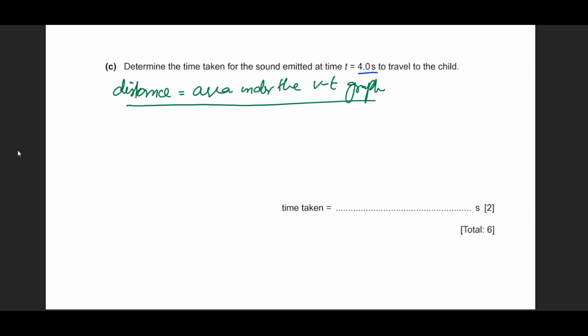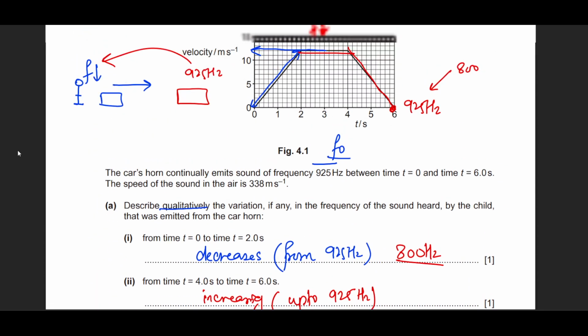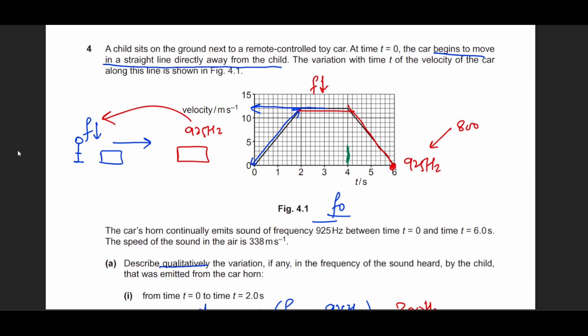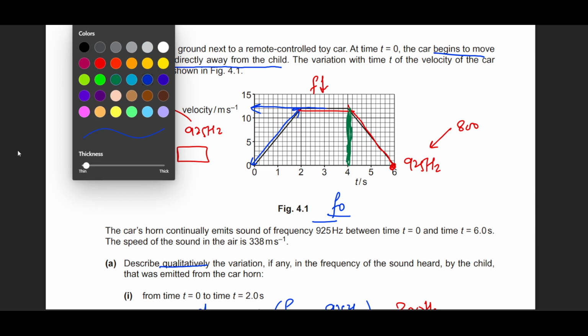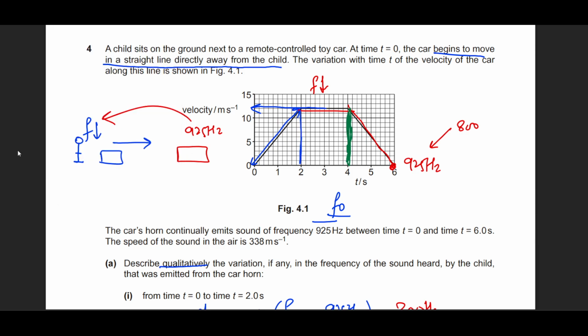So first you mention that the distance traveled by the object, or distance traveled by the car, is equal to the area under the velocity time graph. You write down the statement so the examiner knows what you're doing, and then you find the area under the graph up to 4 seconds. So we go back, and up to 4 seconds this is what the graph looks like. This is the total area that we have to calculate. You can either use the formula for a trapezium, or you can at least divide this into 2 parts.